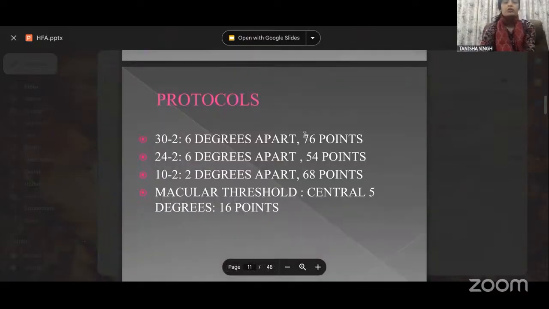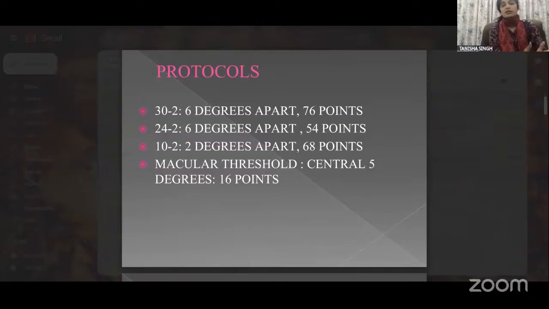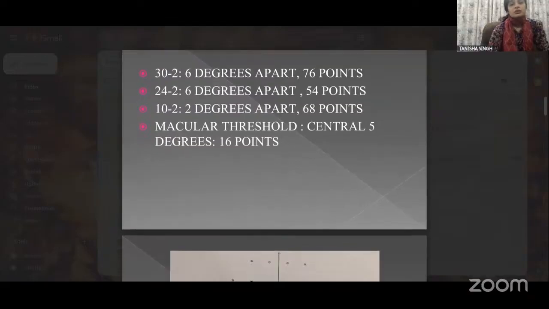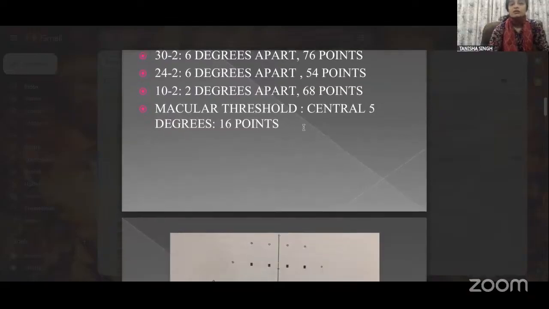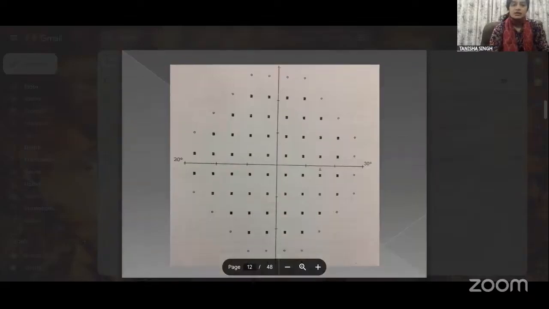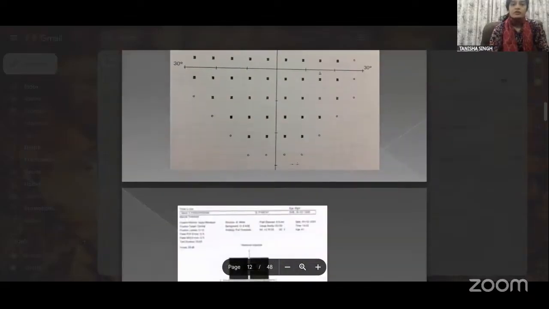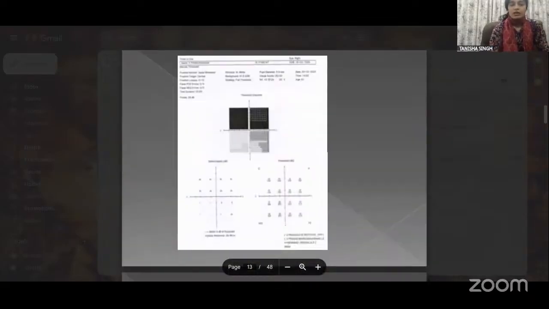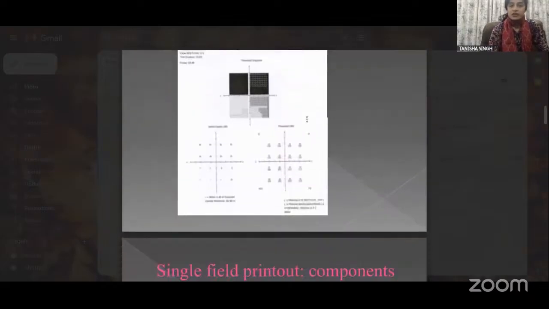In 24-2, what we do is the nasal 30 degrees of the field is kept, but some of the points from the temporal side are removed. So essentially, we can also go to a 10-2 and macular threshold as the disease advances. So this is the 30-2 where all the points are being studied. In macular threshold, we study 16 central points.